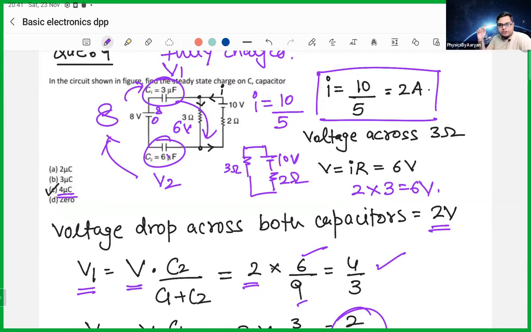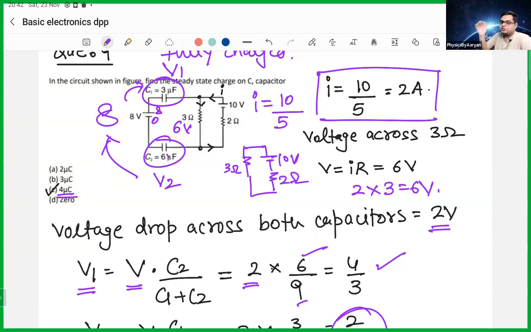Okay. So logic 1, current only flows in this side. What is the current in this side? 2 ampere. Then what is the voltage on this resistor? 6 volt. Then I start thinking about my circuit. If I start with 8, I lose 6 volt here. It means how much I'm losing on the capacitors? What is the voltage drop across the capacitors? 2 volt. 2 volt is the total voltage drop across both the capacitors.